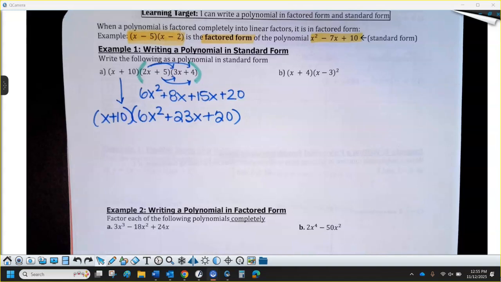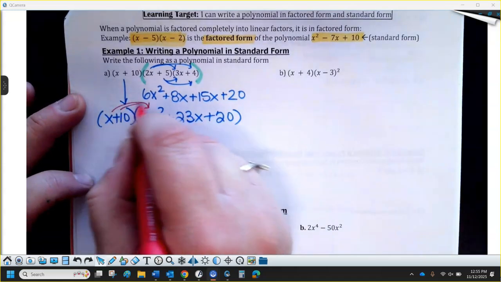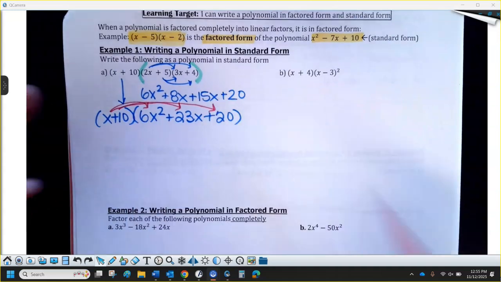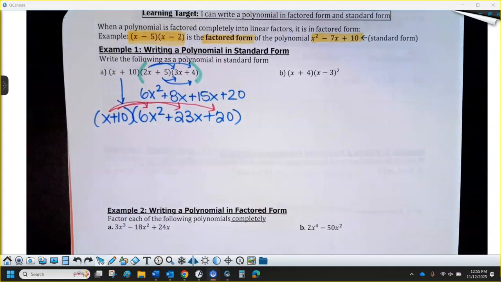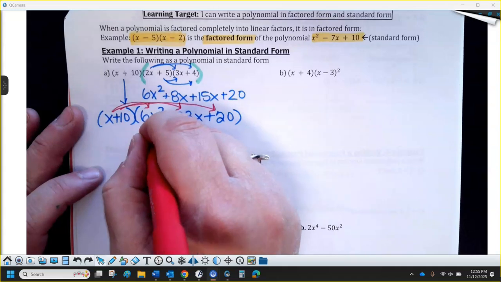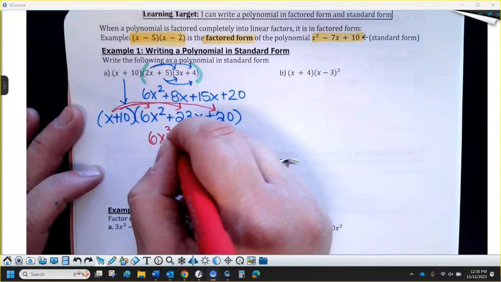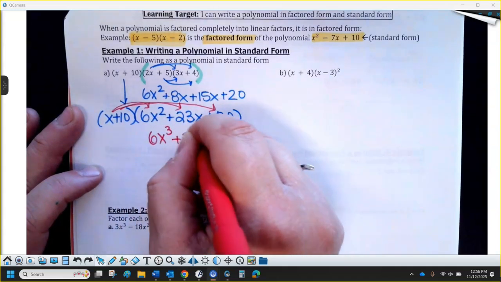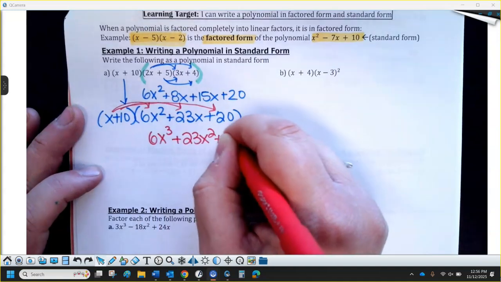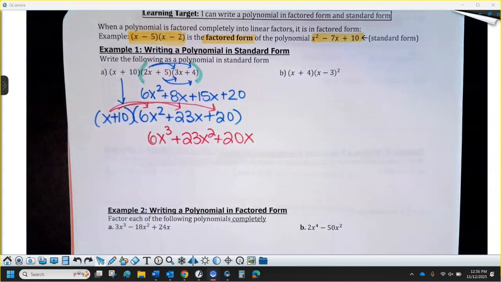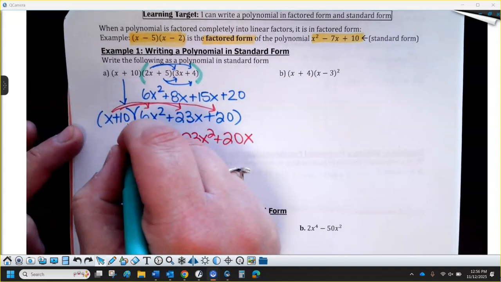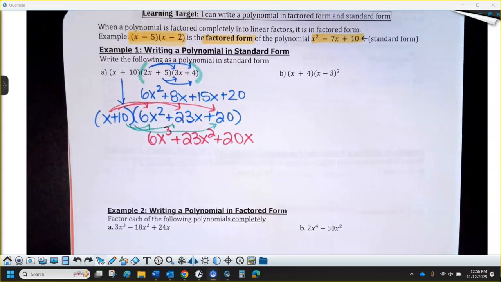Now, this is kind of like I said, the last example we did yesterday was kind of like FOIL on steroids, or if you want to draw yourself a box, just draw yourself a box that has like a 2 by 3. I just do everything times x, and then I'm going to do everything times 10. So this is just going to change your exponent. So that's going to become 6x cubed plus 23x squared, and then plus 20x. Now you don't have to do this, but this is how I do it. I just multiply by 10, and I try to line up the like terms. That's why I'm doing this in a different color.